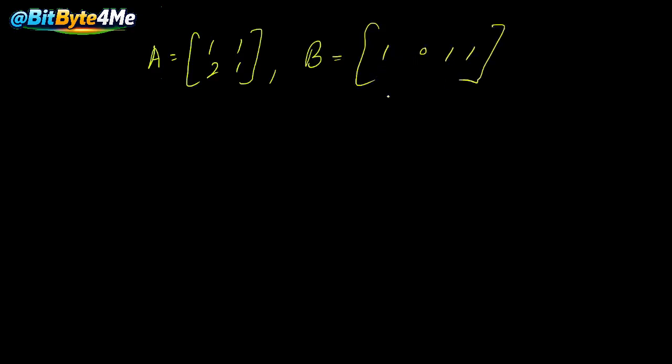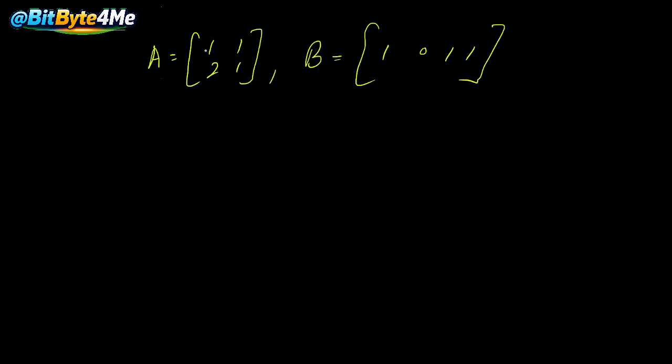Matrix multiplication. To do matrix multiplication, you need two matrices. Say A is equal to [1 1; 2 1]. This is the first matrix, and this is the second matrix: [1 0; 1 1]. If we want to multiply, first of all check the order.